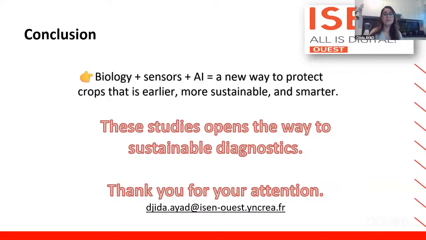As a conclusion, I can say that these technologies change plant disease diagnosis from reaction to anticipation, combining biology, sensors, and AI for sustainable agriculture. So we can say that biology plus sensors plus AI equals a new way to protect crops that is earlier, more sustainable, and smarter. These studies open the way to sustainable diagnosis.